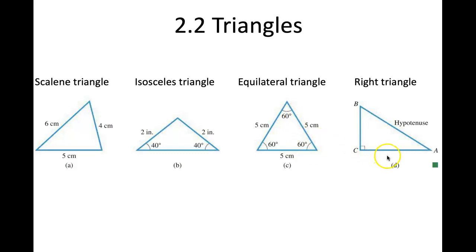And then our last one is a right triangle. And notice this right angle little symbol here telling us this is a right triangle. And you do need to recall that the hypotenuse is always opposite the right angle.